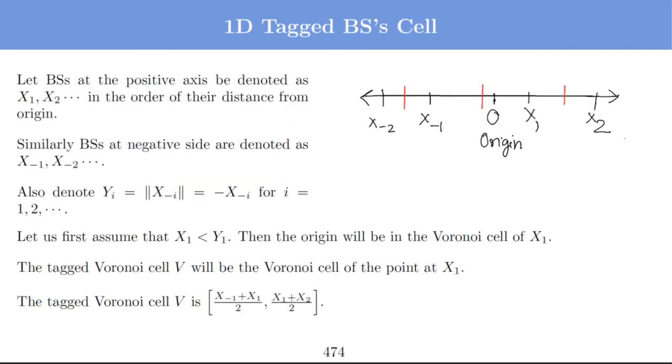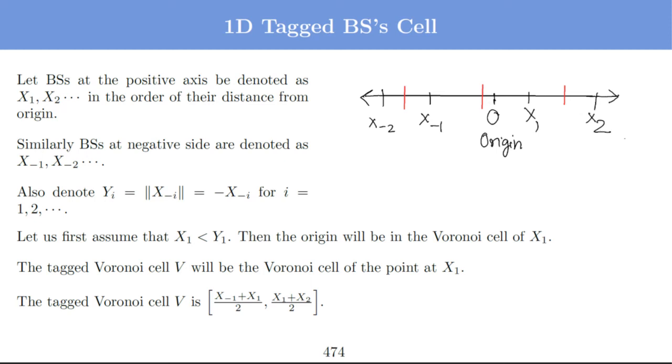So if we talk about the one-dimensional case, the base station Poisson point process will look like just points on a single line. Suppose in the positive axis, the points are x1, x2, x3, and x1 is the closest point from the origin in the positive x-axis. Similarly, on the negative axis we have x minus 1, x minus 2, x minus 3, and x minus 1 is the closest point from the origin in the negative x-axis.